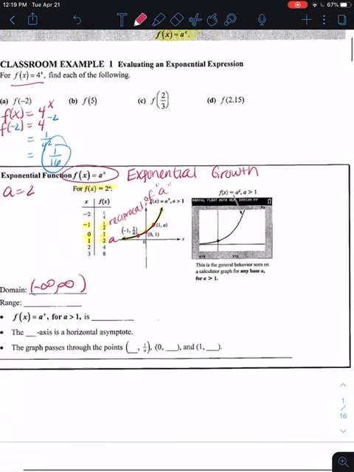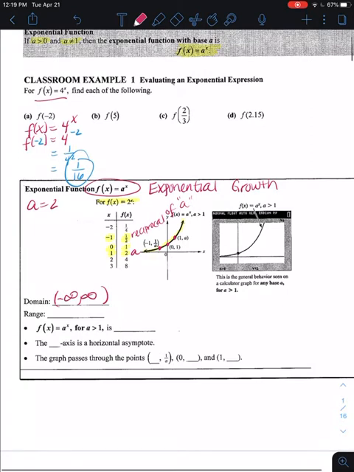Your range, if you look at this graph, I'm going to start from the right side. If you sketch this graph, this is exponential growth, but if you look here, the graph gets closer and closer to the x-axis, but it doesn't actually cross over the x-axis. It gets closer and closer to a y value of 0. So the range for this graph will be parentheses, because 0 is not included, 0 to positive infinity. So that's the range of this graph.